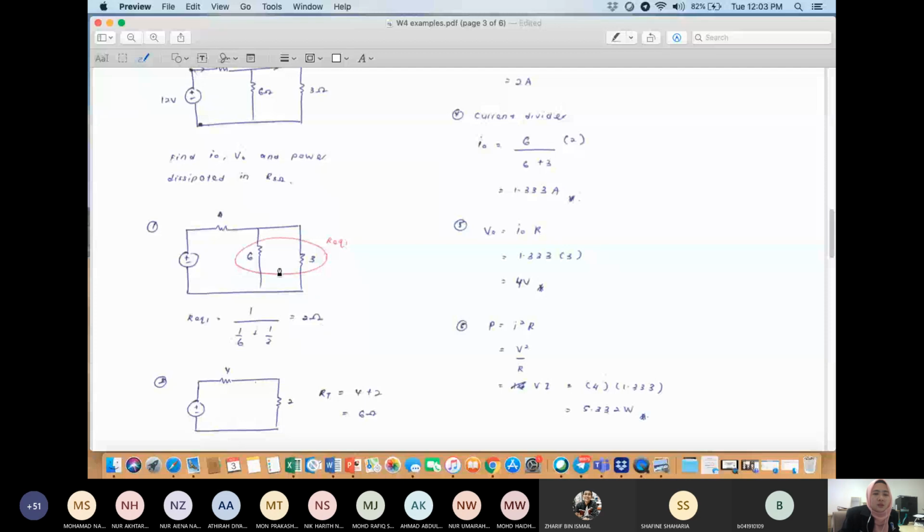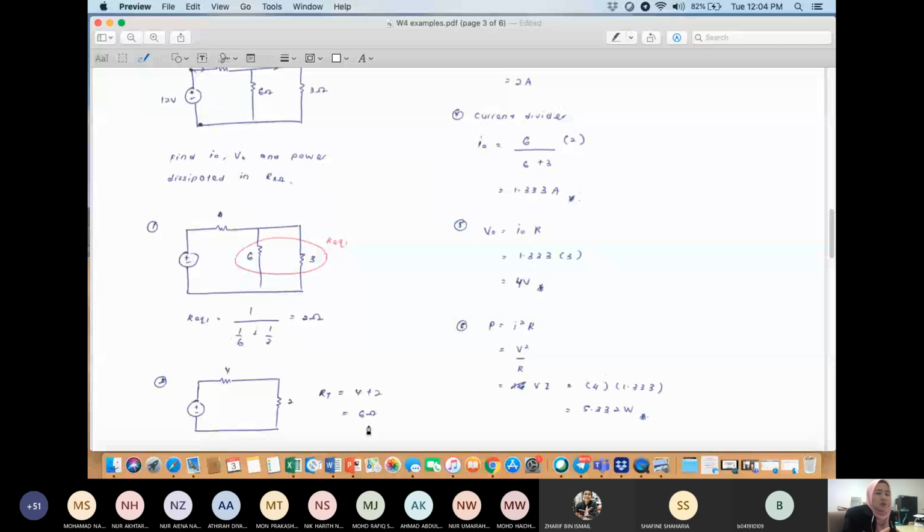Then from this circuit, you can simplify it to a simpler circuit. Now you have 4 ohms and also 2 ohm. 2 ohm is the R equivalent 1. Then you can calculate for the R total. Okay, R total is, because this is in series, so basically the R total is 4 plus 2. So R total is equal to 6 ohm.